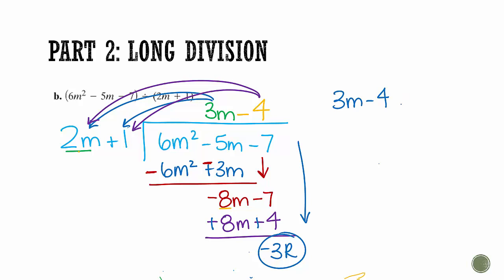And remember how we write our remainders. You add your remainder divided by the number that you're dividing by. Because you're saying that this negative 3 can't fit into 2m plus 1 anymore.